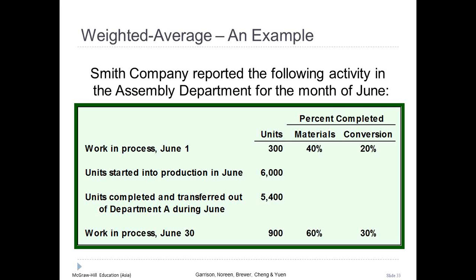Since the department began the month with 300 units and started 6,000 units into production, we have 6,300 units to account for. Of these 6,300 units, 5,400 units were completed and transferred out, and 900 remain in the department as work in process inventory.